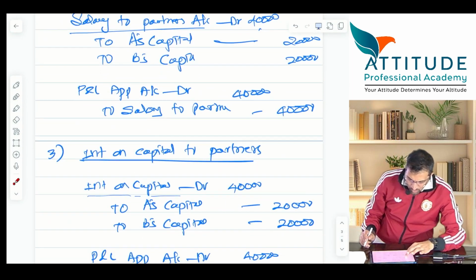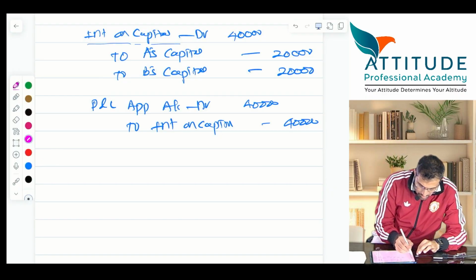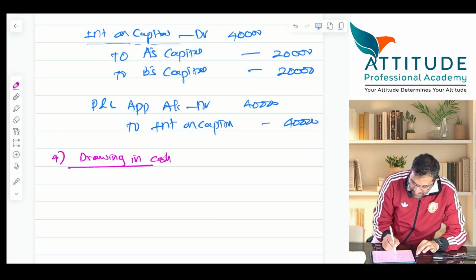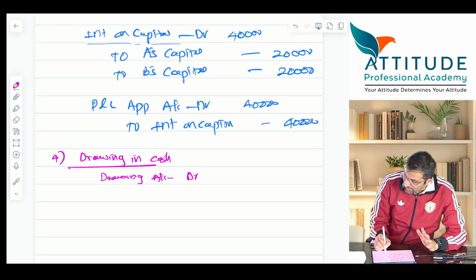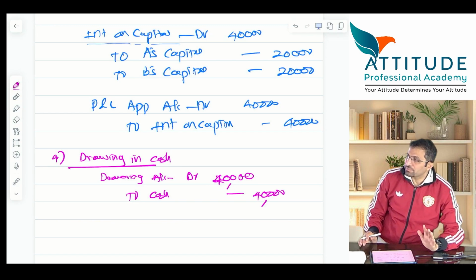So tell me, when drawings are made in cash, first you will tell me the entry. Drawings account debit. Let us say both of them have withdrawn 20,000 each, which means a total of 40,000 they have withdrawn. How much in total have they withdrawn? 40,000, to cash 40,000.